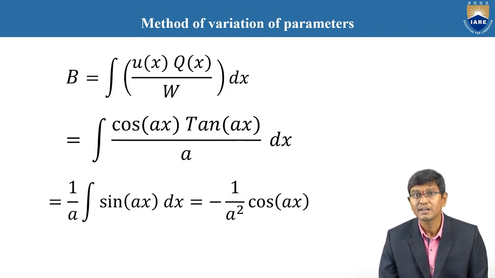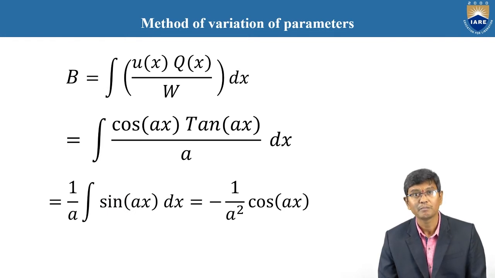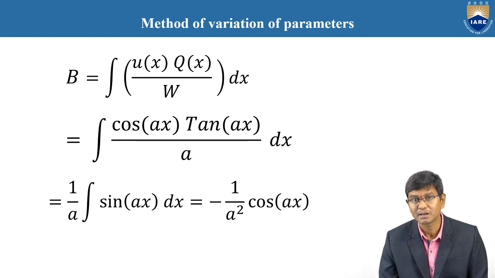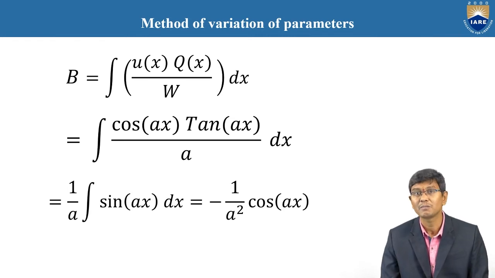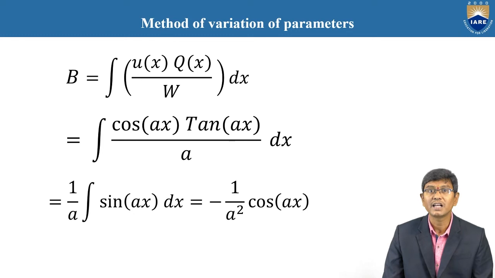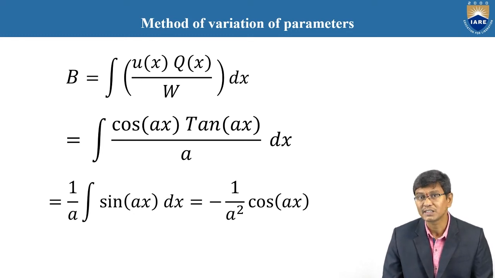Now, similarly, we need to find the value of B by using the integration of uq by W. Therefore, u is equal to cos x and q is nothing but tan x. But W is the Wronskian value, as we know. Therefore, by replacing u, q and a, the equation is reduced to cos x into tan x by a into dx. And here once again we need to change tan x to sin x by cos x.